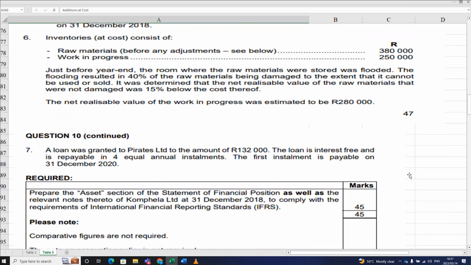And then a loan was granted to Pirates' subsidiary to the amount of 132,000. The loan is interest free and is repayable in four equal installments. The first installment is payable on 31 December 2020.